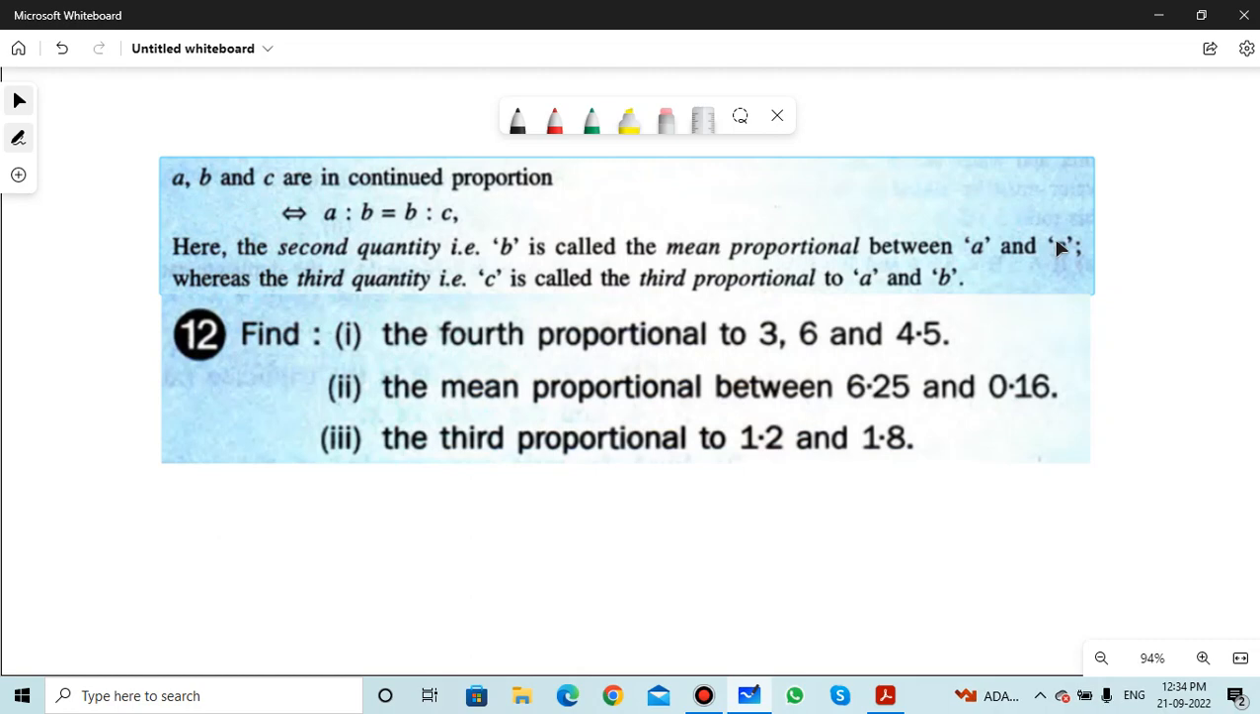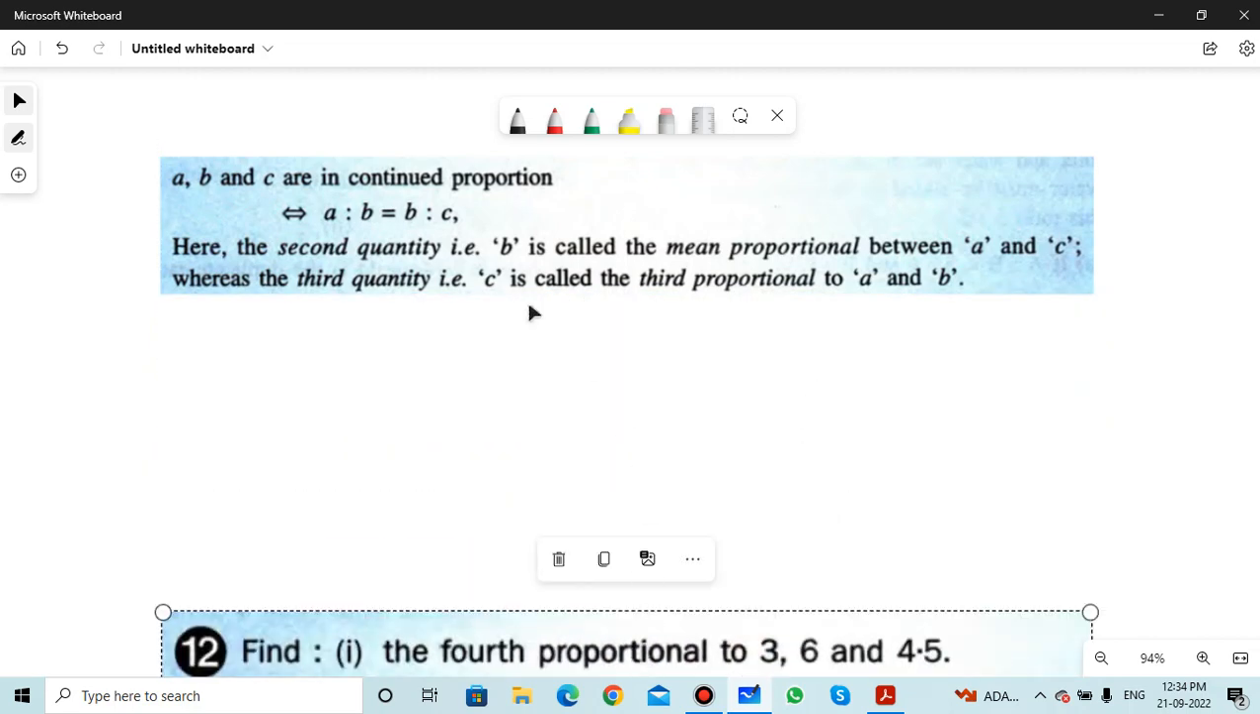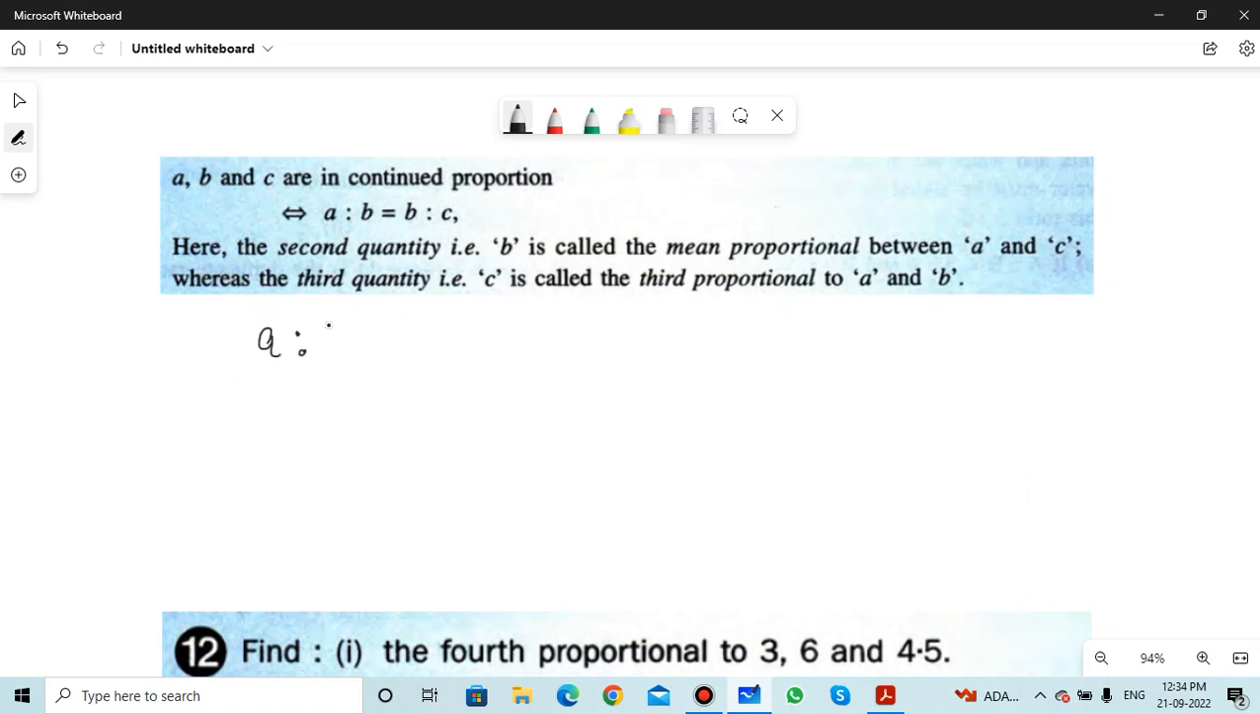The next part of the chapter talks about continued proportion. Before we solve the question based on continued proportion, we'll try to understand what continued proportion is. We had studied that the ratio between A and B is written as A is to B, and the ratio between C and D is written as C is to D.